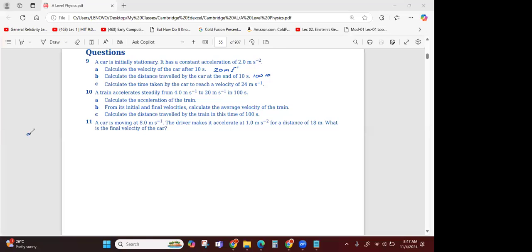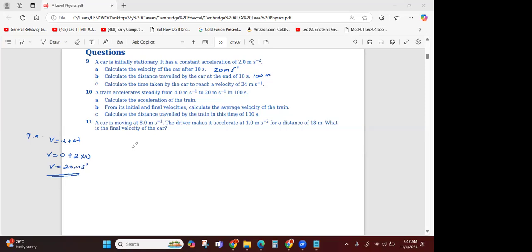Question number 9A. Calculate the velocity of the car after 10 seconds. So initial velocity u is given, acceleration is given, time is there. So we can use v equals u plus at to find its velocity. So therefore, v equals 0 plus 2 into 10. So v equals 20 meters per second.